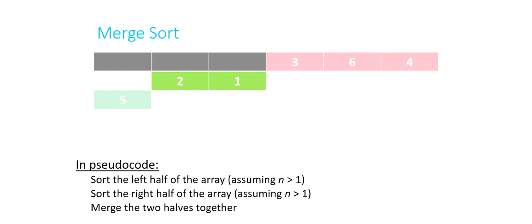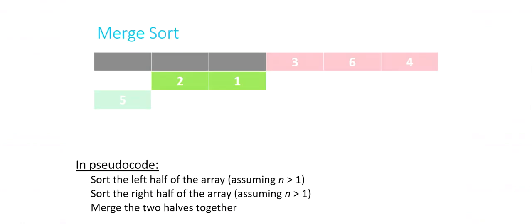So here what I have to do is consider these two light green halves. And I have to decide which one has the lower element. In this case, it's 1. So what I do is I take the 1 and I put it in the first position of some new hypothetical array. Then I compare the 2 against nothing, and I ask which one is lower. Well, 2 or nothing, what's lower is 2.